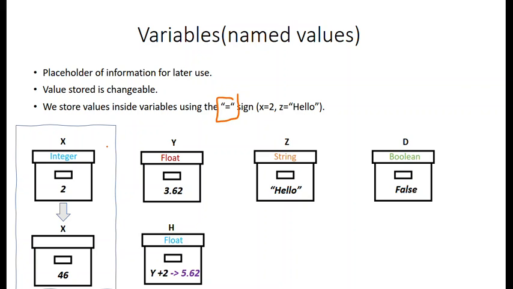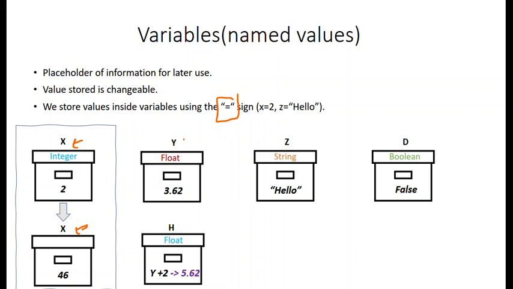So let's take some examples here. In the first example, we have a variable called x. Inside x, we want to place the value 2, which is of integer data type, right? So x here, we place 2. Now, in another point of our program, we change the value of x to 46. Now, when we reference the variable x, then the value that we will get is 46 and not 2. Why? Because we changed it.